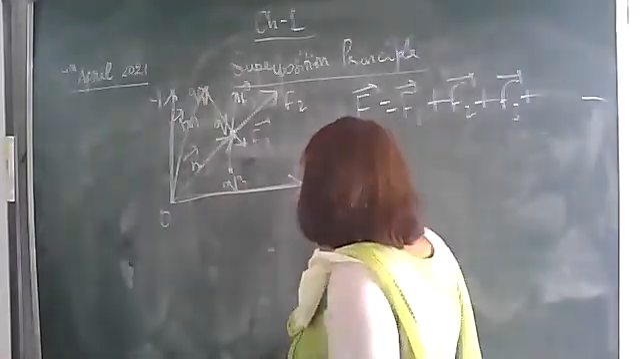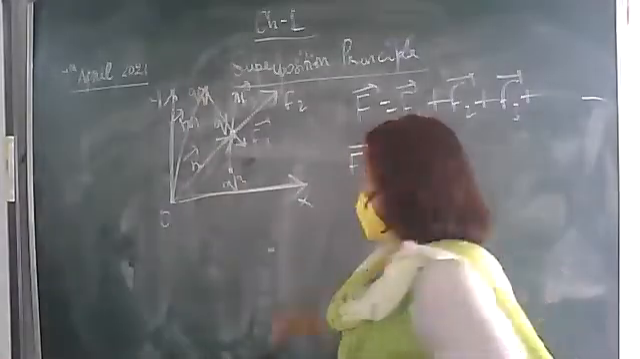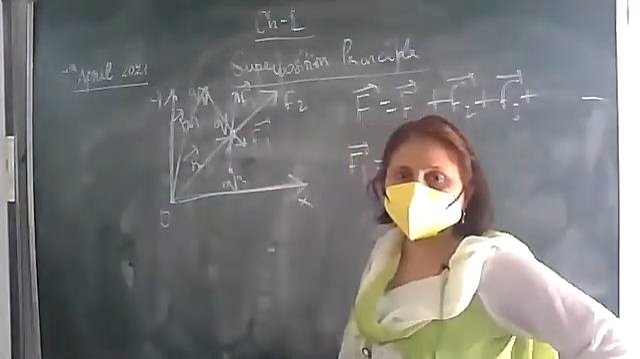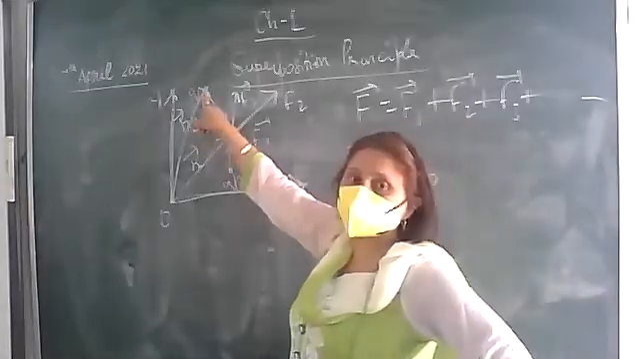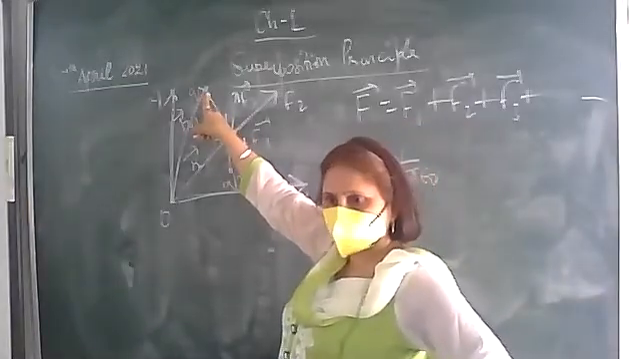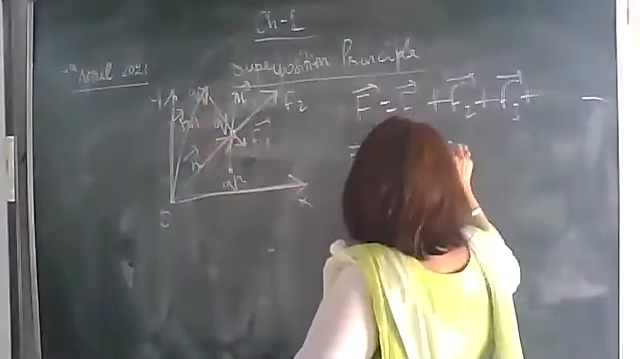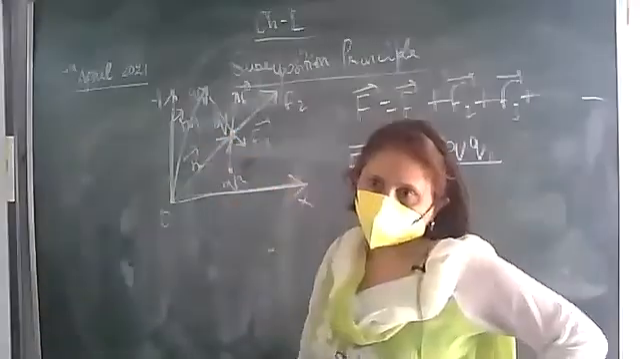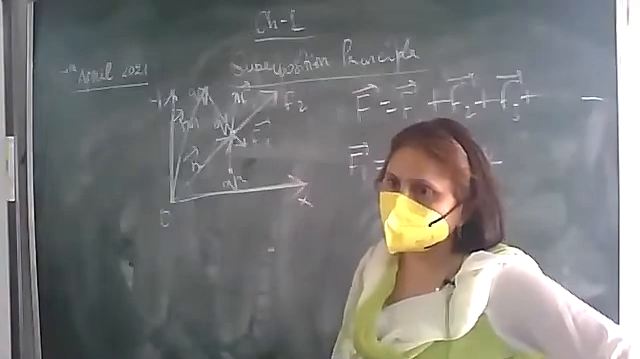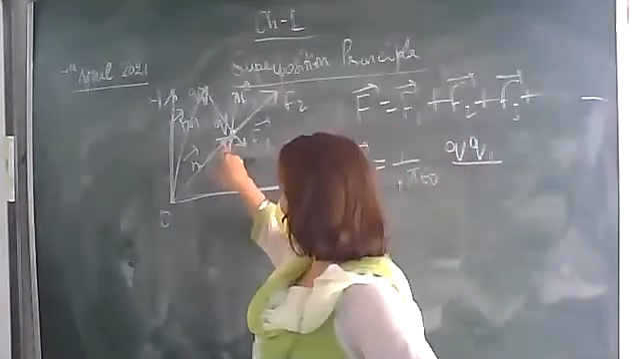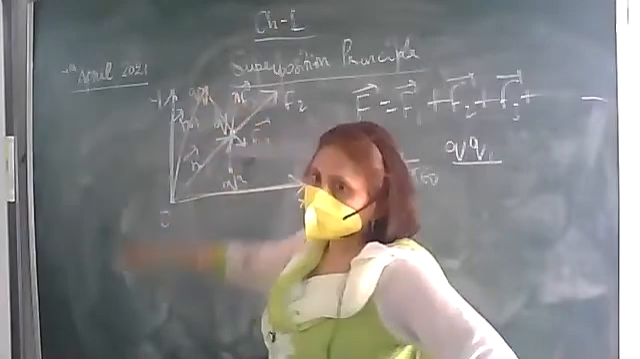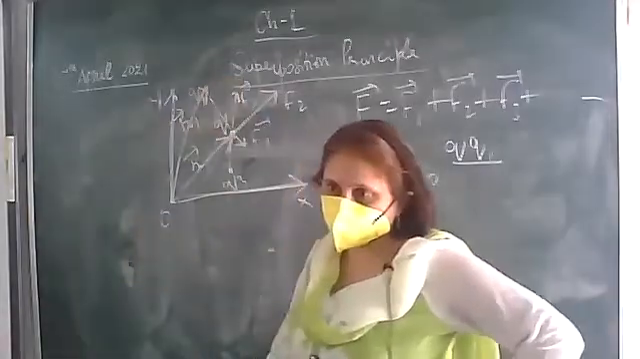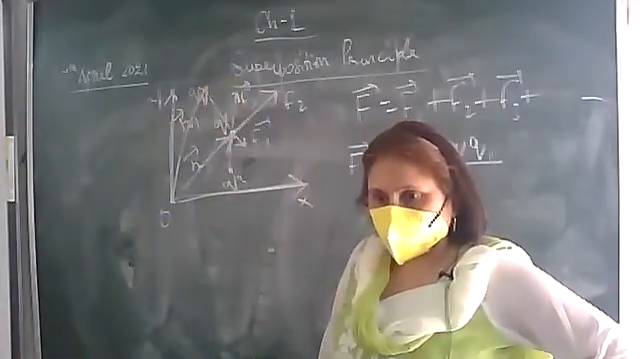Now what is this force F1 equal to? According to Coulomb's law, 1 upon 4 pi epsilon naught, product of the charges. What is the product of the charges? Q into Q1, upon the square of the distance between them. Now what is the distance between Q and Q1? If this is r vector, and this is r1 vector, use the triangle law of vectors to find the distance between Q and Q1. Try to find out.